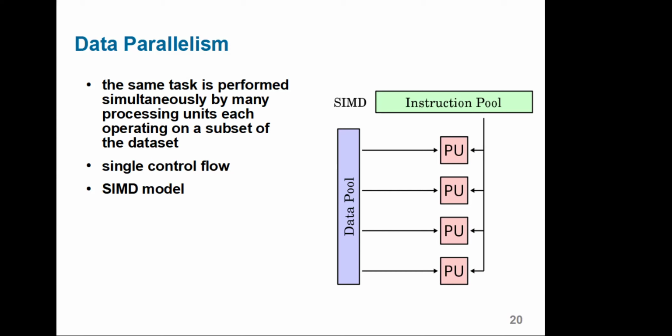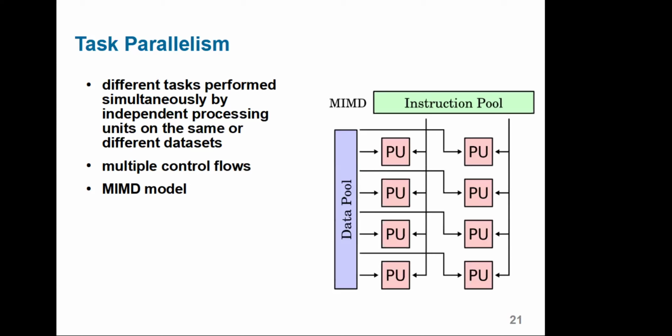And that's typically something that leads to the single instruction multiple data model. So we have a single control flow, all of your processing units are executing the same algorithm. They just divide the data pool into parts, and each is responsible for just a subset of the data. Typically this SIMD model. The other is called task parallelism, where you have different tasks which are simultaneously performed by those different processing units, and it can be on the same data set or on different data sets.